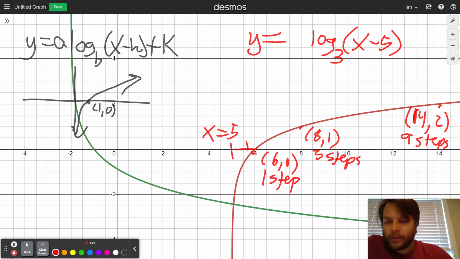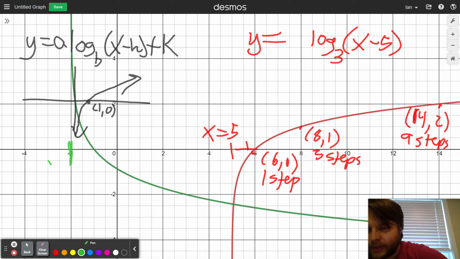Now let's move on to the green one. When we look at the green one, I notice instead of it being at x equals 5, we've got an asymptote at x equals -2. So I know that we have y equals something log something of x plus 2.